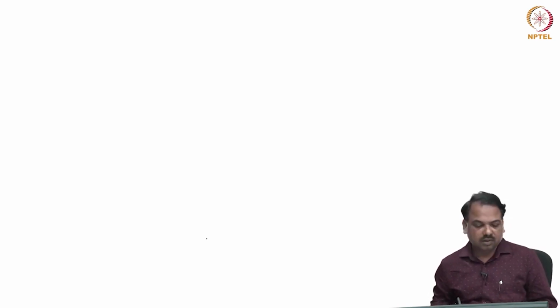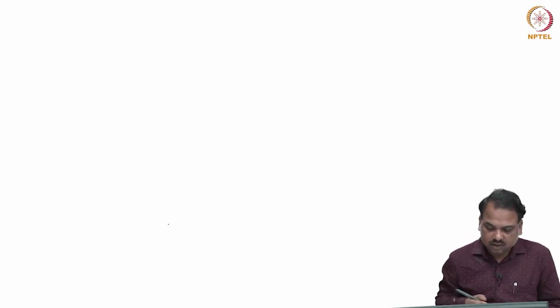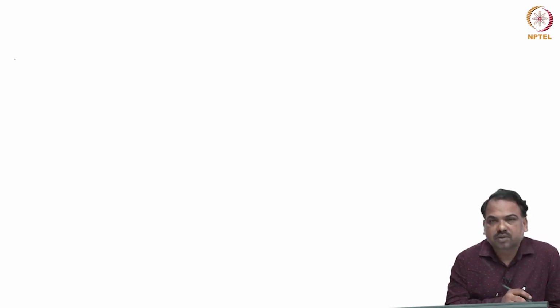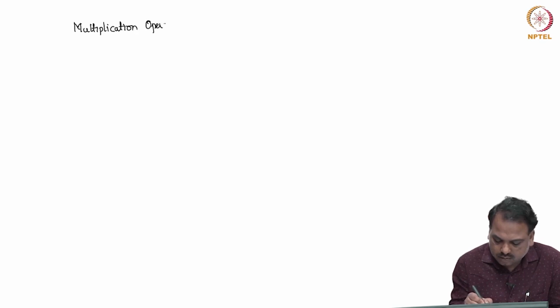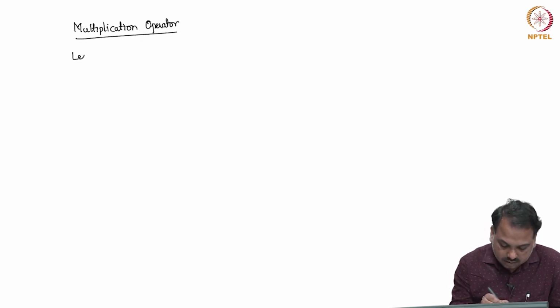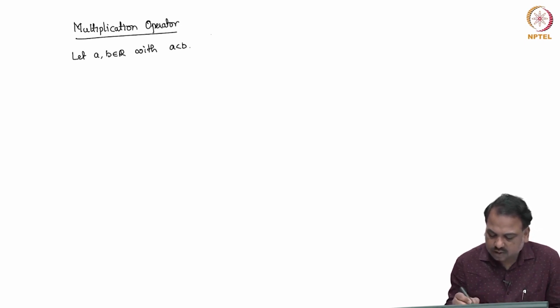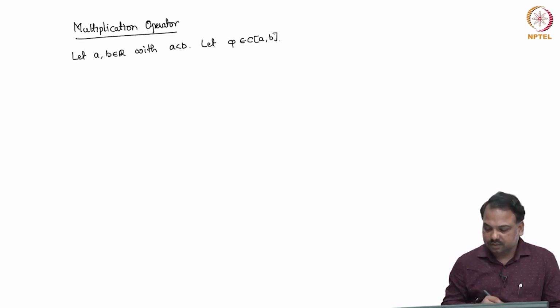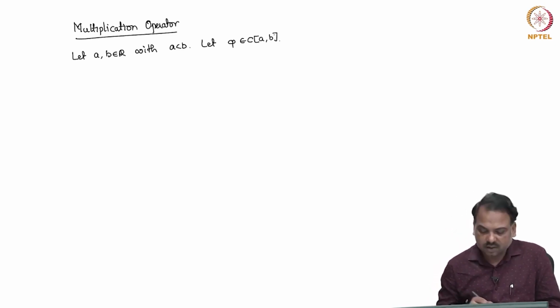Okay, so next we discuss one more example, which is again a generalization of the earlier operator we discussed. That is known as the multiplication operator induced by a function. So let us take a and b real numbers with a less than b. Let us take a continuous function phi defined on the closed interval [a, b], which is either complex valued or real valued, it does not matter.